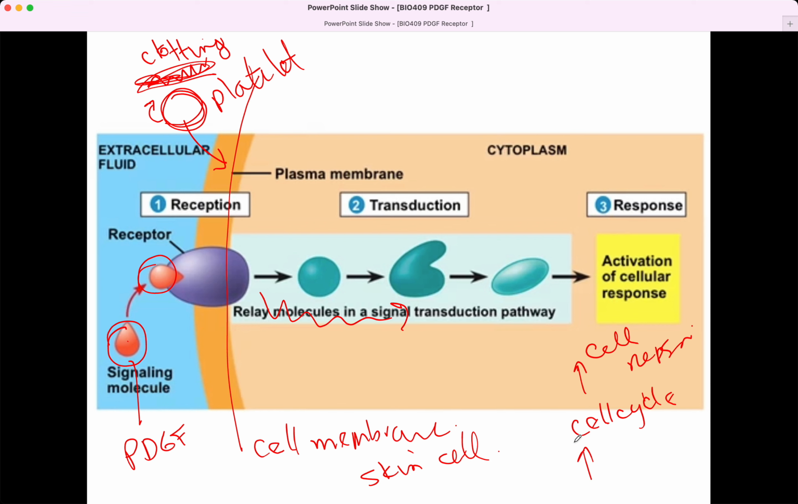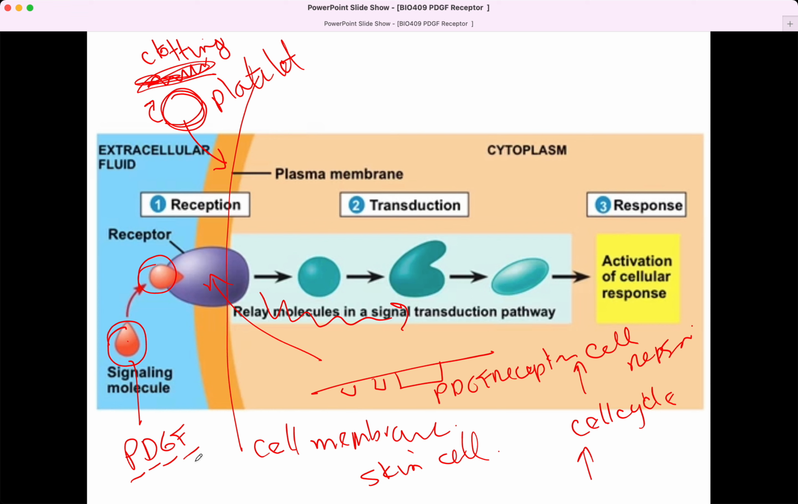And in our example, the cell response is going to be focused on the cell cycle and increasing the rate of cell proliferation. So this is a growth factor, PDGF, platelet-derived growth factor, and that's the PDGF receptor. Both of these are proteins, so they must have genes. This protein must be made in this cell, so the PDGF receptor gene must be active in this cell.